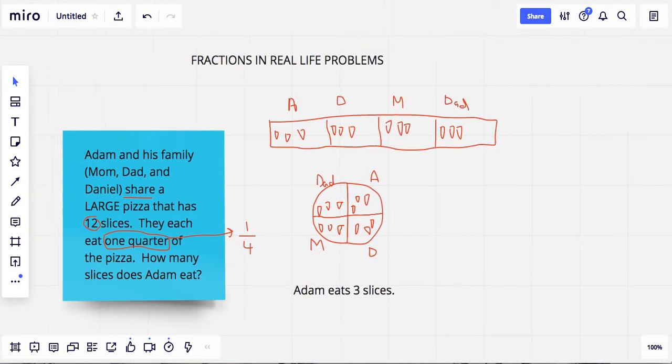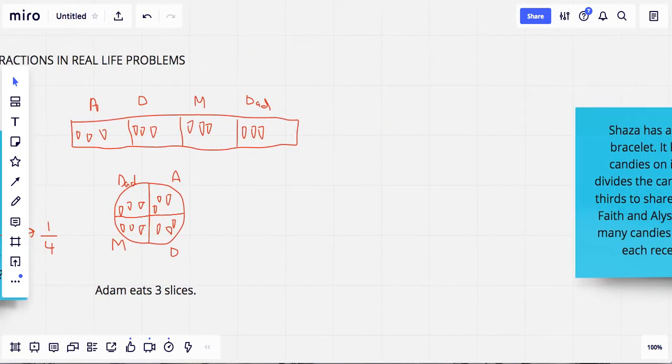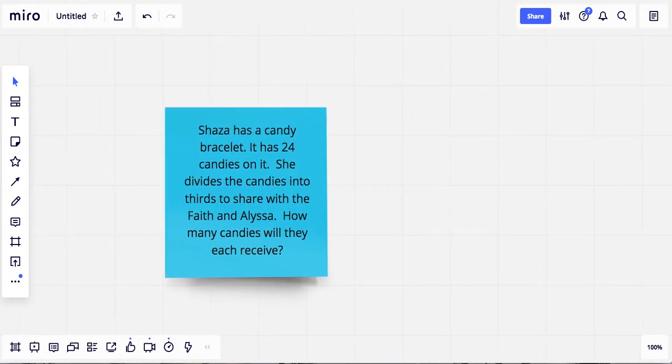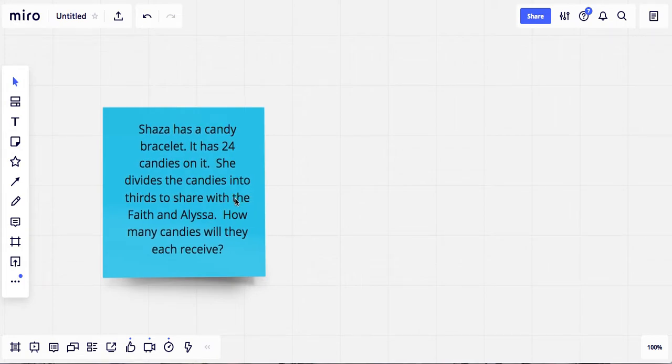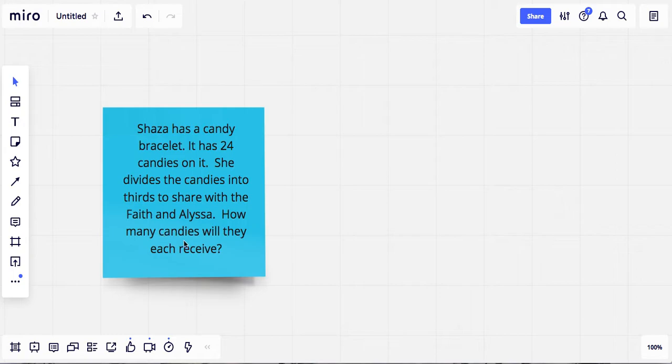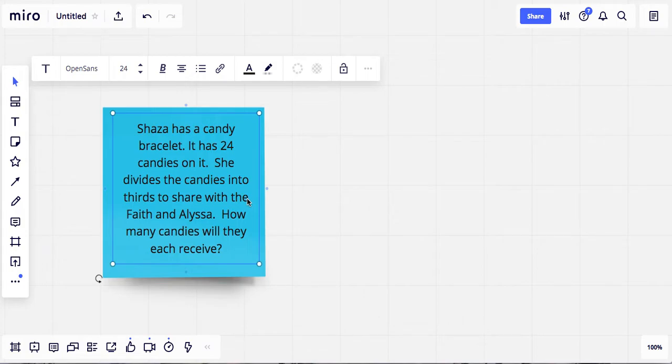I'm just going to slide to the right here. And in this problem, Shaza has a candy bracelet. You know those bracelets that are on the elastics with the little delicious hard candies on them? It has 24 candies on it. She divides the candies into thirds to share with Faith and Alyssa. How many candies will they each receive? So she shares them. How many candies will they each receive?